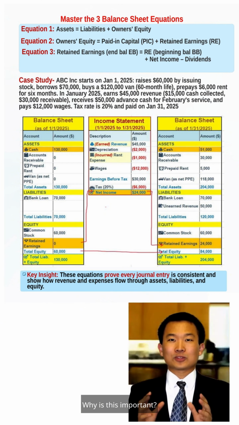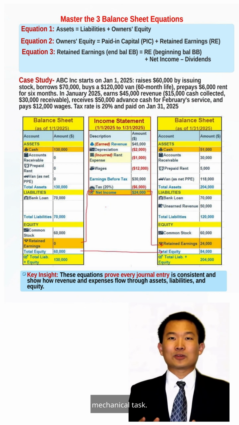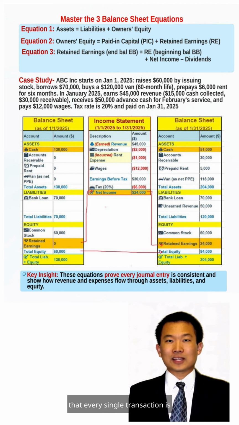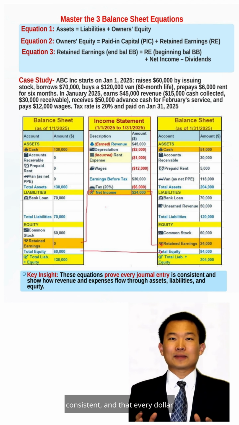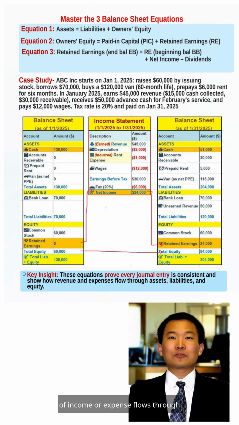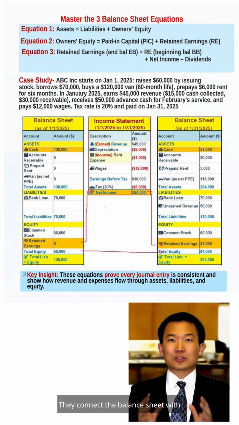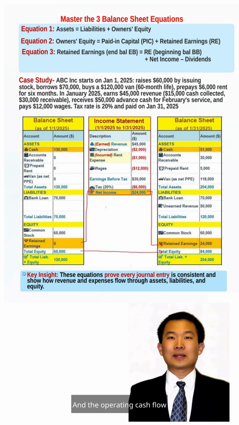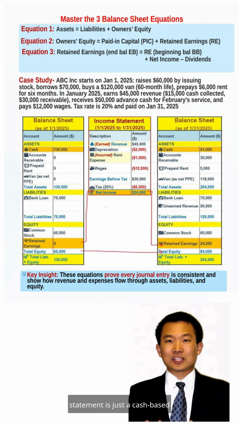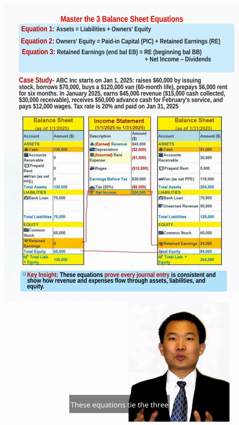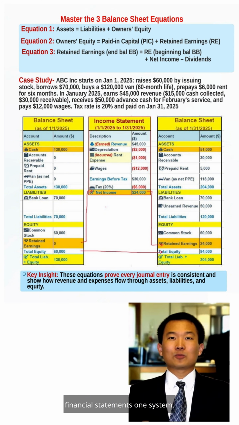Why is this important? This isn't just some meaningless mechanical task. Checking these equations proves that every single transaction is consistent, and that every dollar of income or expense flows through assets, liabilities, and equity. They connect the balance sheet with the accrual-based income statement, and the operating cash flow statement is just a cash-based mirror of the same story. These equations tie the three financial statements into one system.